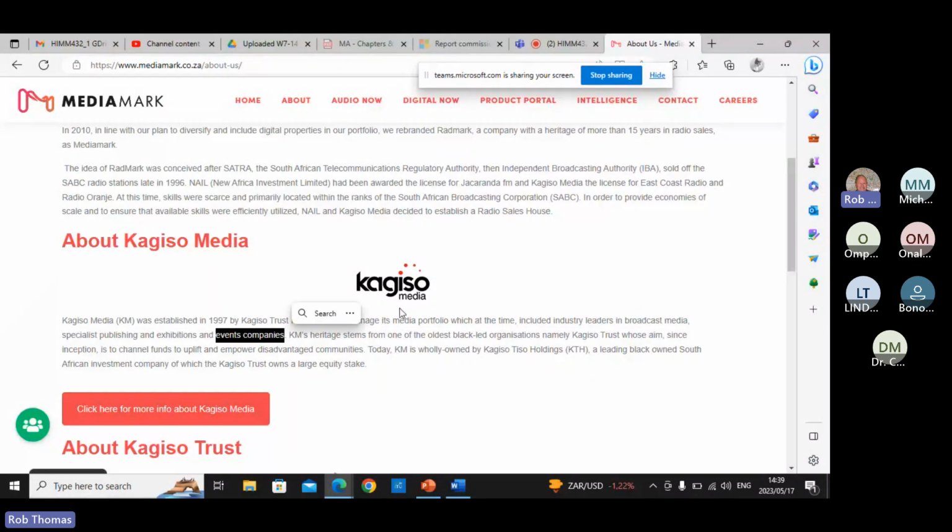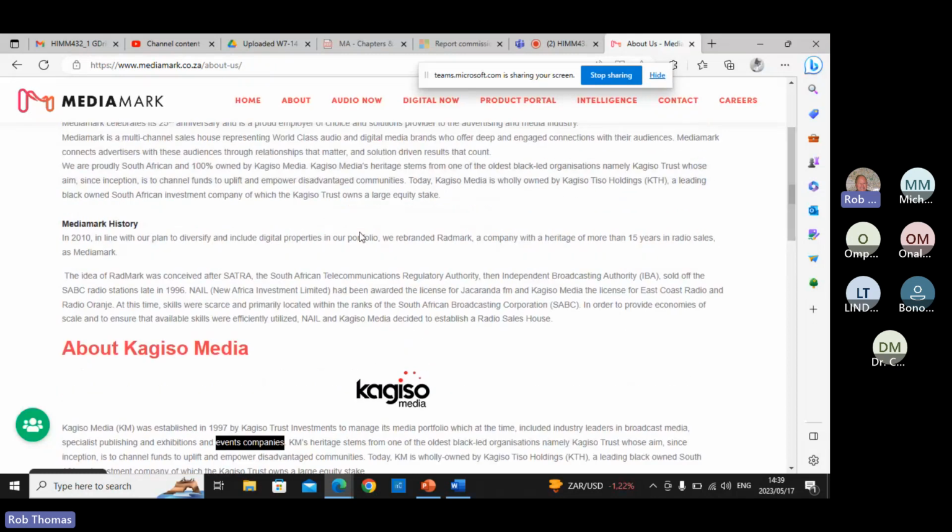So now if you take that, and again, Onlena speaking to you about the adjacencies, they have expanded from what they were traditionally. Because remember, if you read this section over here, you will see MediaMark history, it used to be called Radmark, and then it became MediaMark, and Radmark actually came out of the SABC, who sold off their radio stations back in 1996. So you can see it started out as radio, guys.